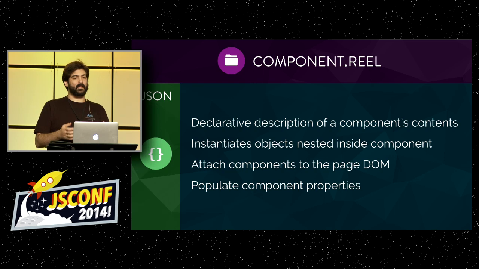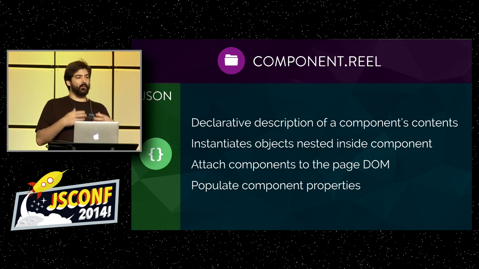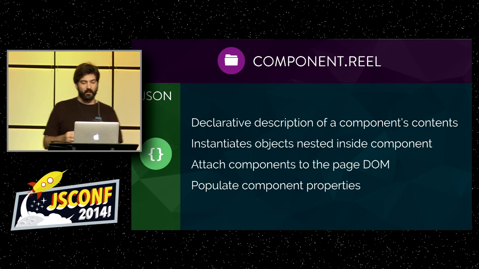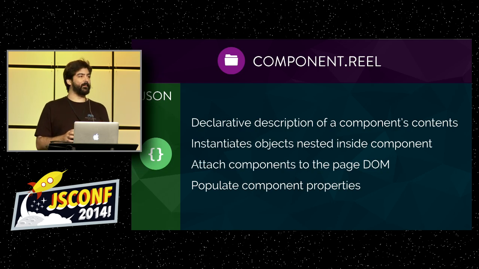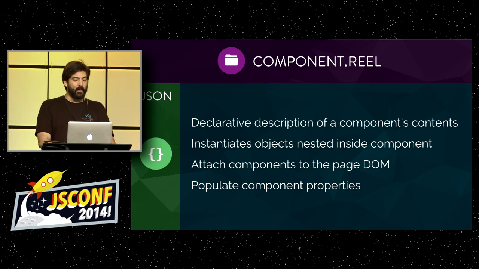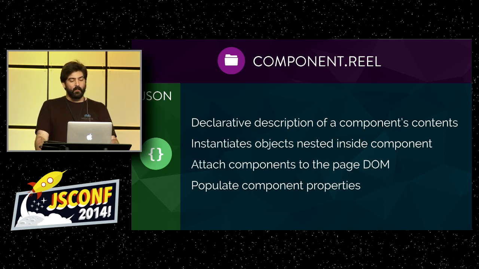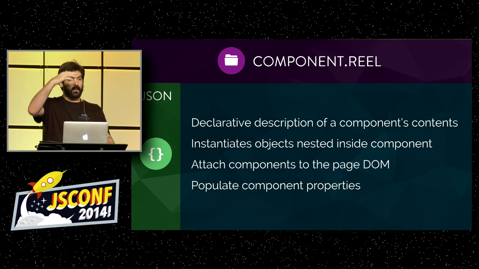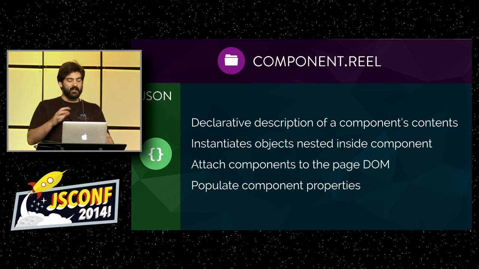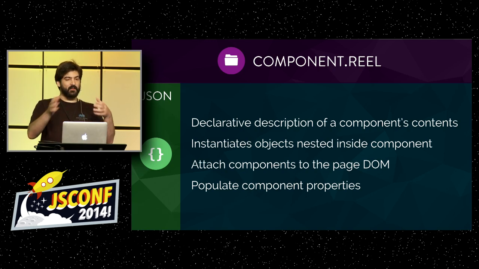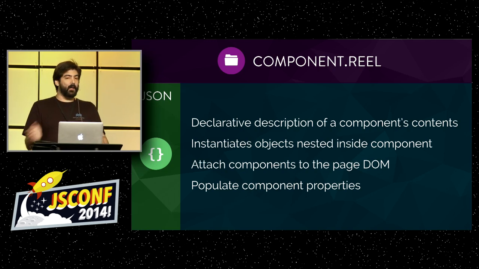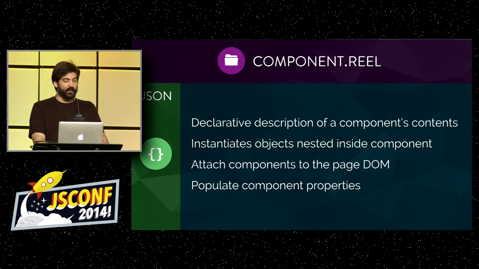And that's what the component declaration is. It's like a representation of the internals. I'll show you the code in a second. You'll see an example of a component declaration. I'll make it a little more clear. When we load that component declaration in the application, what we do is instantiate all of the objects inside of it, and then we attach the ones that are connected to the DOM to the page, and then we populate component properties and establish the bindings.